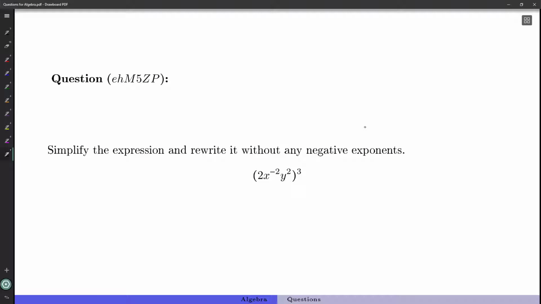Simplify the expression and rewrite it without any negative exponents. So what do we have? 2x to the negative 2 times y squared, all of it raised to the power 3. So in terms of simplifying, I probably want to get rid of that power 3 and distribute it a bit. And we definitely don't want any negative exponents, so we'll have to watch this negative 2.